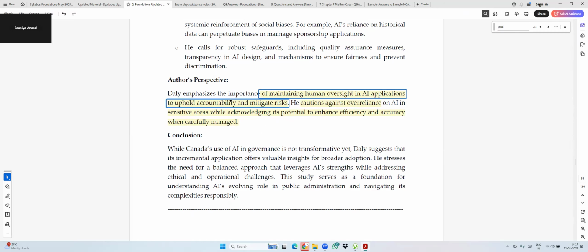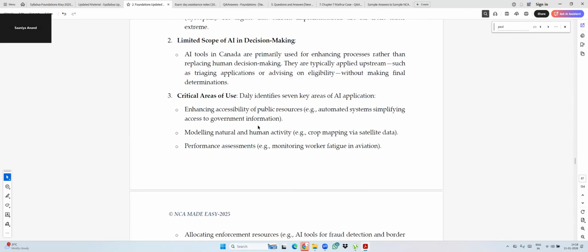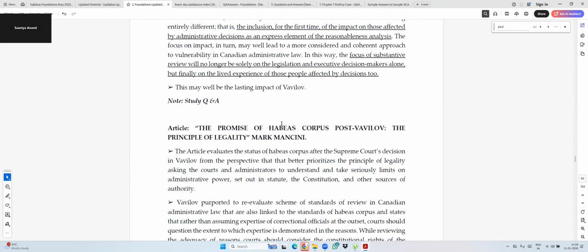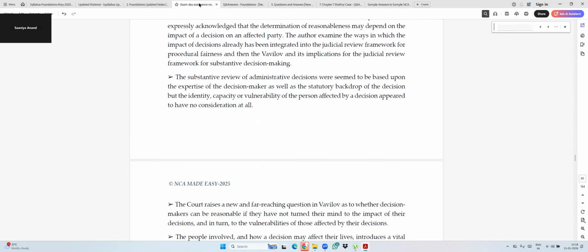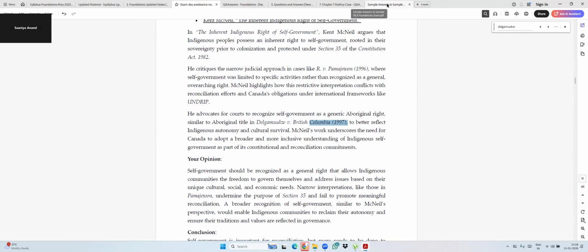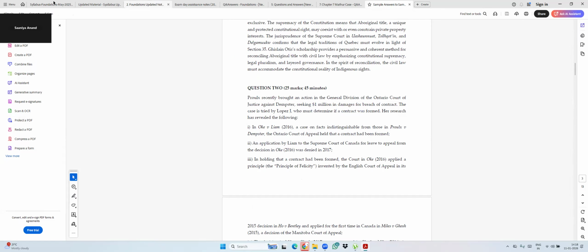In order to uphold the accountability and to mitigate the risks, you have to keep a person who finally reviews it and passes that. You can't directly make a person apply for a visa and then the AI will make a decision. It doesn't go like that. Right. Yeah, now we'll go to the question and answers.